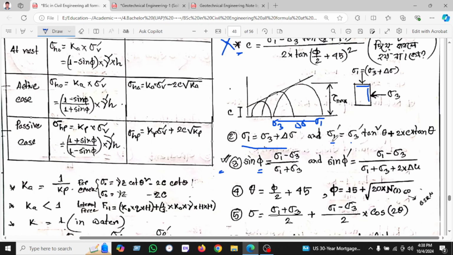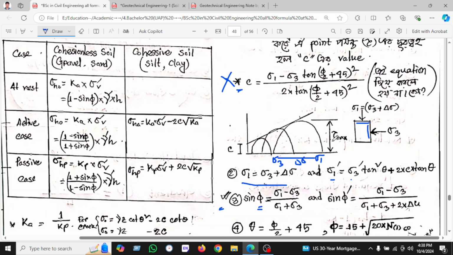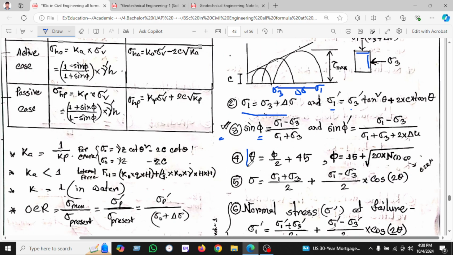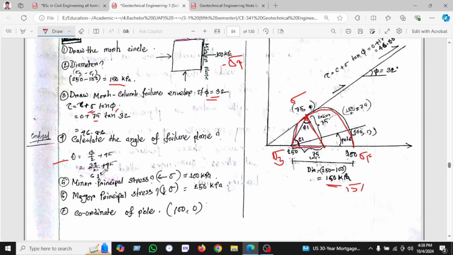If we go to the formula we have used, then we have found the 61. 61 is nothing but this angle. This angle is 61, and 32 is given, this angle or this angle, 32.